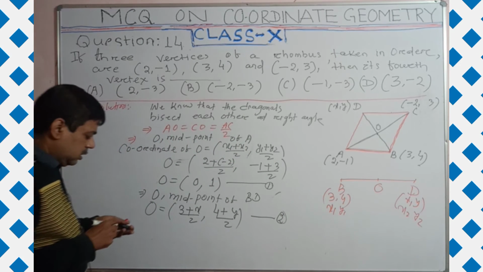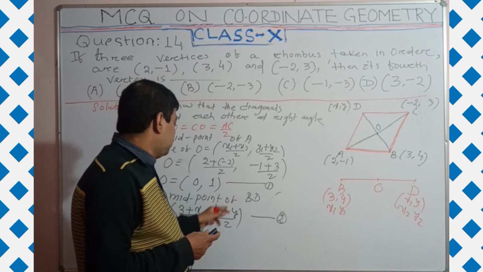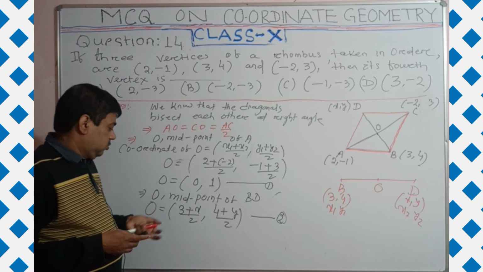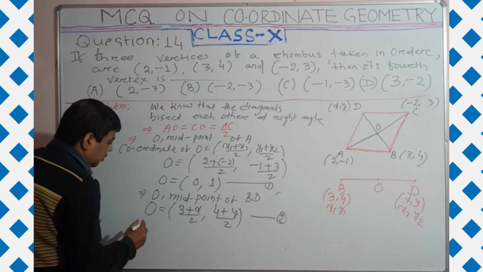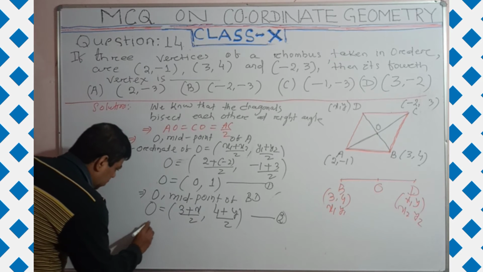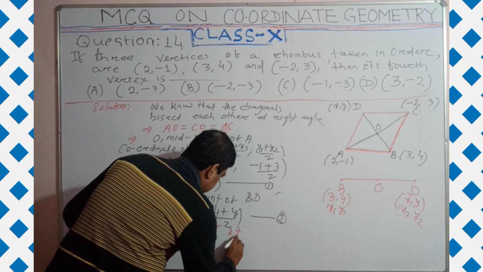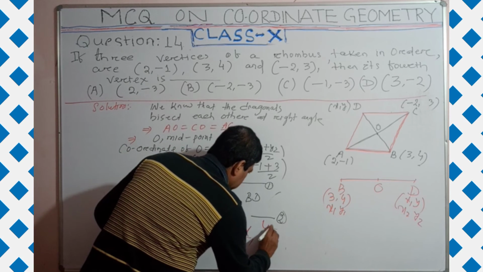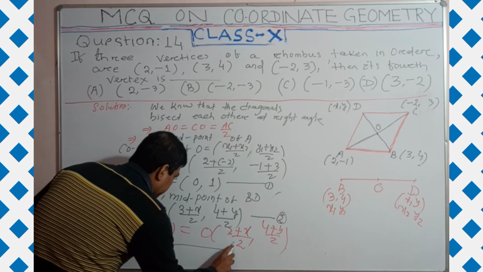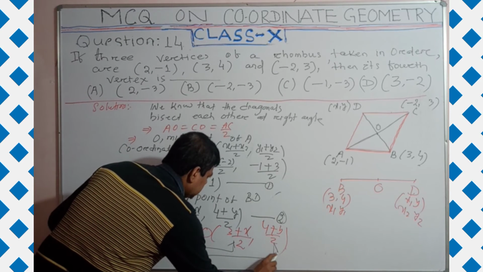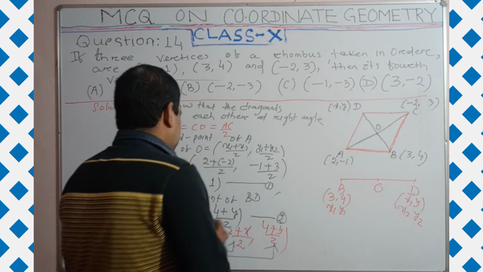Since the coordinate of a particular point is always constant, from point 1 and point 2 we can compare the corresponding x coordinate and corresponding y coordinate. Here (0, 1) is equal to (3 plus x upon 2, 4 plus y upon 2). Can you get the value of x and y?